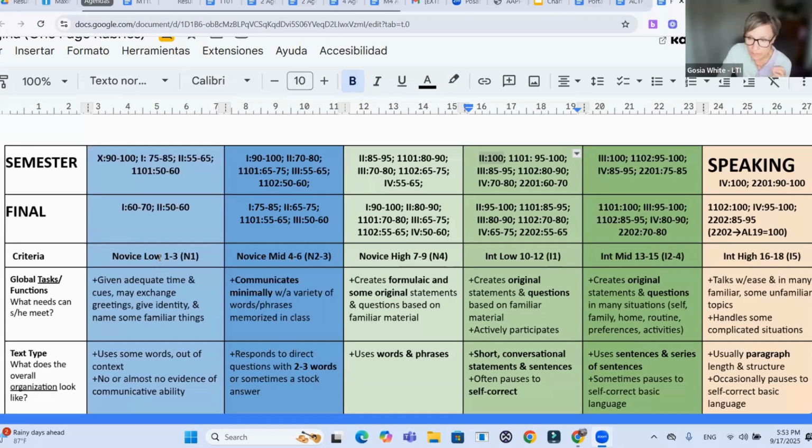So this is, just to follow up, presentational writing and interpersonal listening and speaking. So both productive skills are covered in the rubric. So that's a great resource.